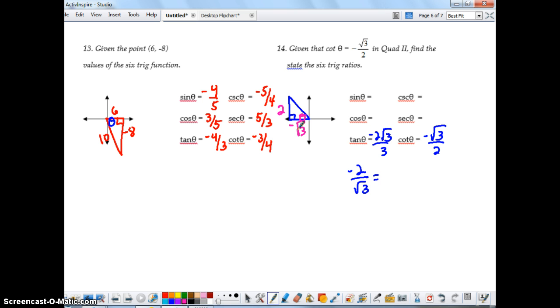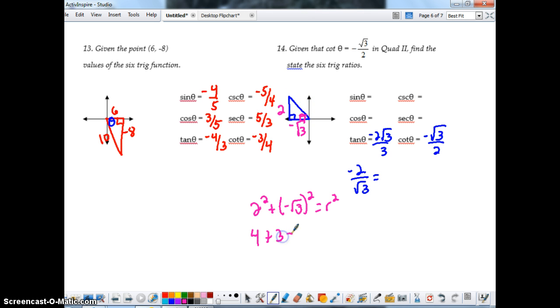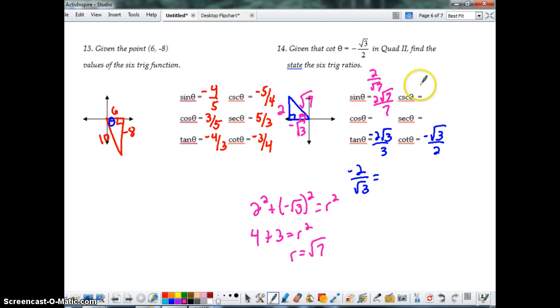I'm going to use my Pythagorean theorem now to solve here. So that's going to be 2 squared plus (-√3) squared is equal to r squared. R is what we use for the hypotenuse there. So 4 plus 3 equals r squared, so r is equal to the square root of 7. So now sine is going to be the opposite, which is 2 over √7. I'm going to have to simplify that, so this becomes 2√7 all over 7. And cosecant, when I flip that, I'll go back to the original, just √7 over 2.